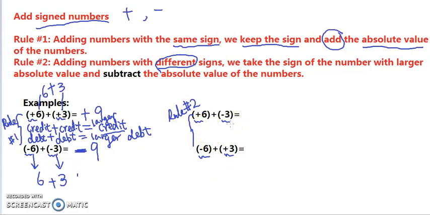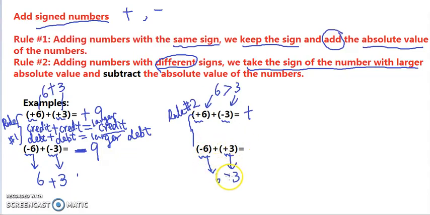If they have different signs, then we have to decide which sign we're going to use. We're going to take the sign of the number with the larger absolute value. So we compare the numbers 6 and 3. Of course, 6 is larger than 3, so we take the sign in front of the 6, which is plus. Similarly, when we take the absolute values of these two numbers, we get 6 and 3. 6 is still greater than 3, so we take the sign in front of that 6, which is minus.